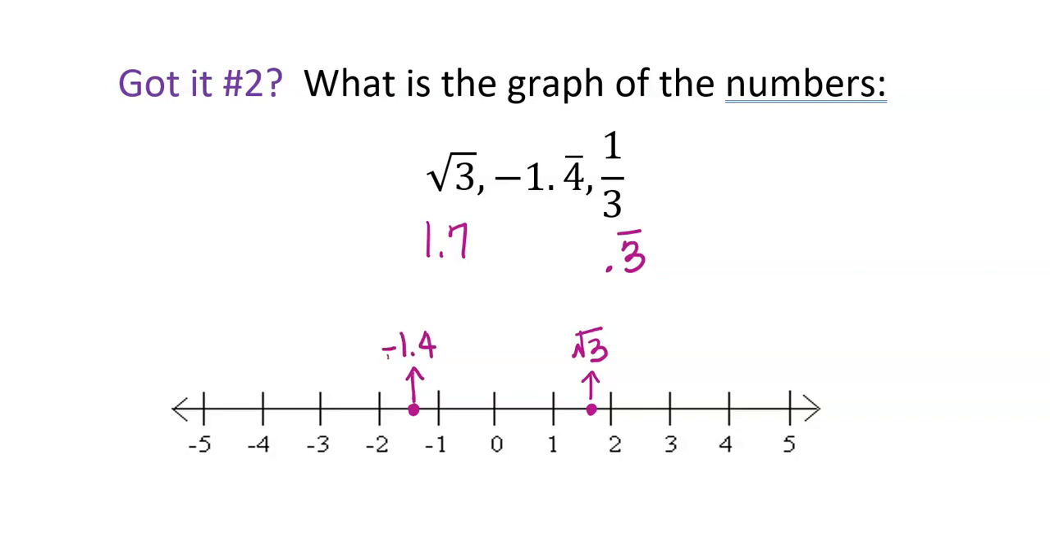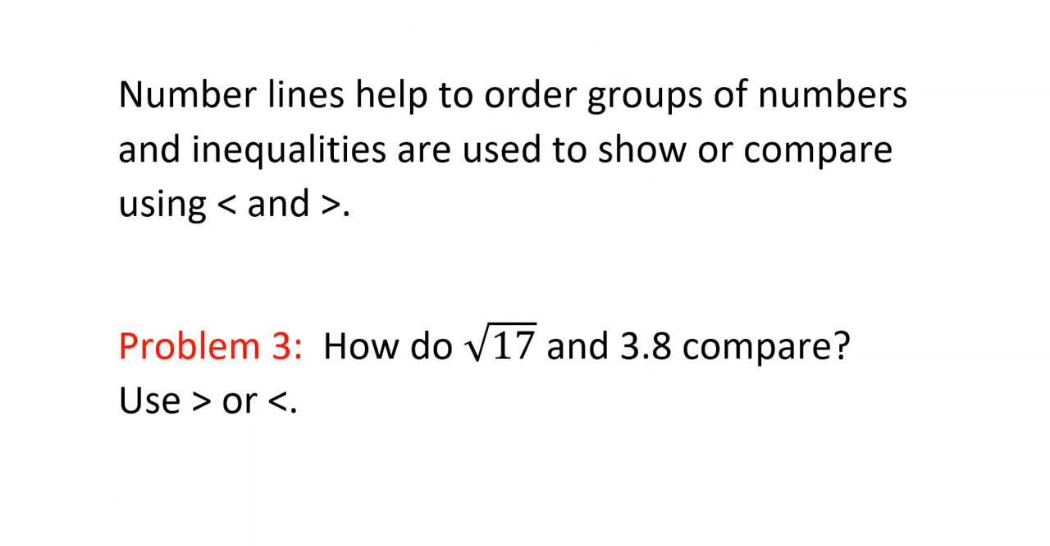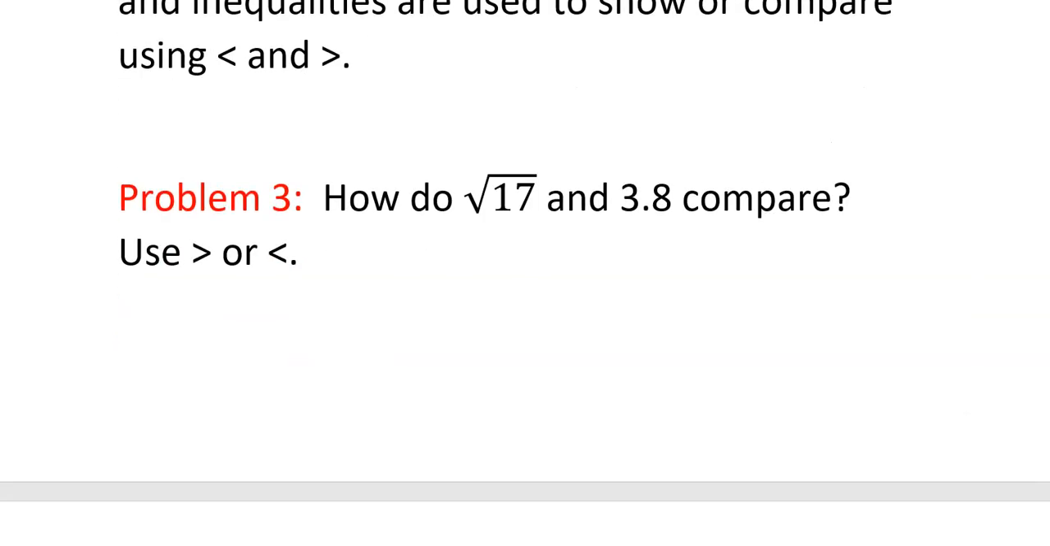And then 1/3 is about 0.3. And that's what that one looks like. Number lines help to order groups of numbers, and inequalities are used to show or compare using less than or greater than. So how do we compare the square root of 17 and 3.8?